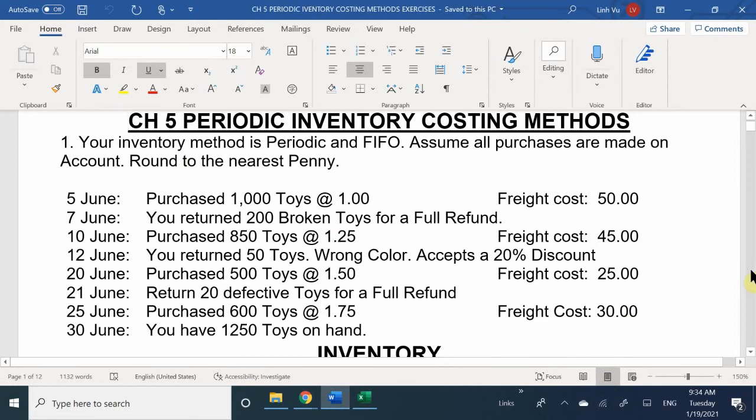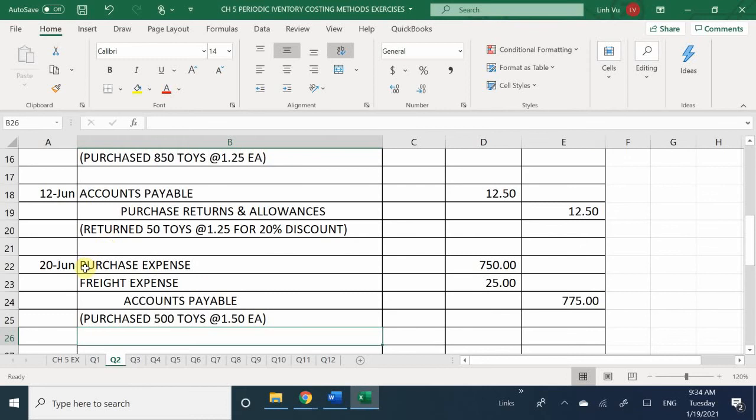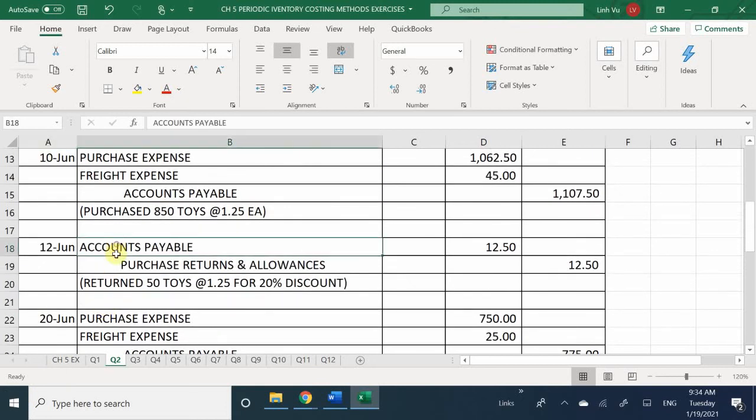So then on June 21st, you returned 20 defective toys for a full refund. So 20 of these toys are defective and you requested a full refund. So I'm going to go to my journal first. Accounts payable. Good. We're getting a full refund back. So therefore, we need to decrease the money that we owe.